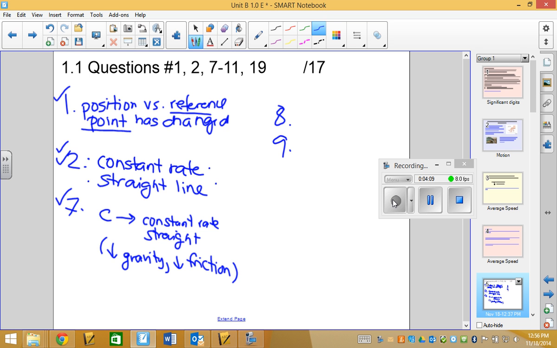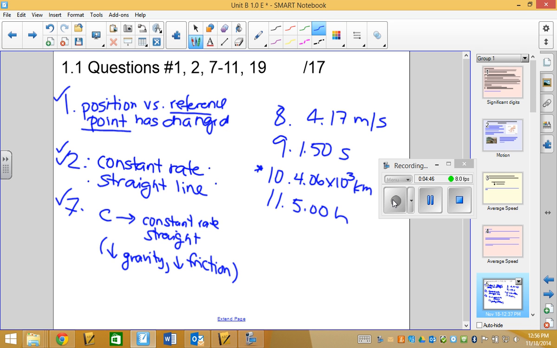So then 8, 9, 10, and 11 are all calculation questions. So I'll put down the answers first, and then if you'd like for me to go over them, I will. The answer to number 8 is 4.17 meters per second. The answer to number 9 is 1.50 seconds. The answer to number 10 is 4.06 times 10 to the power of 3 kilometers. And I'll talk about number 10 because usually that's one that people have a question about. The answer to number 11 is 5.00 hours.